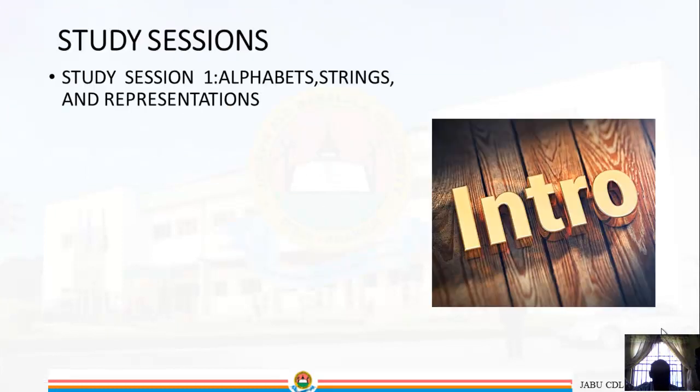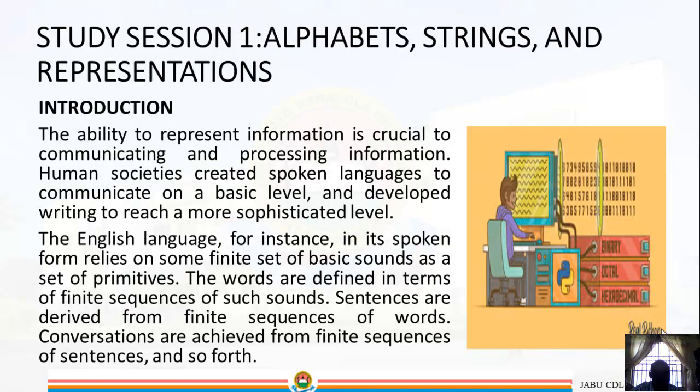Now, we shall be looking at section 1, and at the end of this session, the learners should be able to understand what is called alphabet, string, and representation.